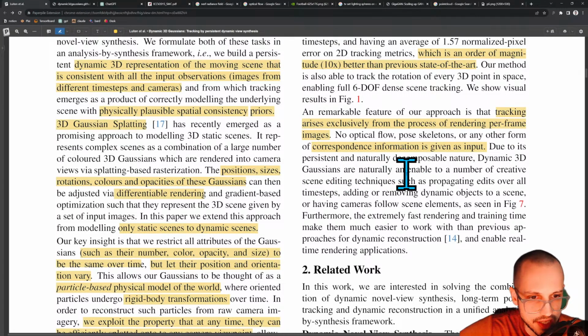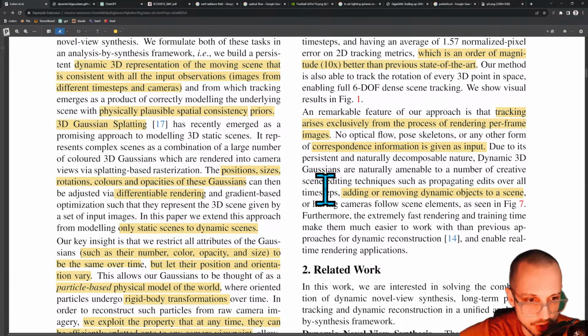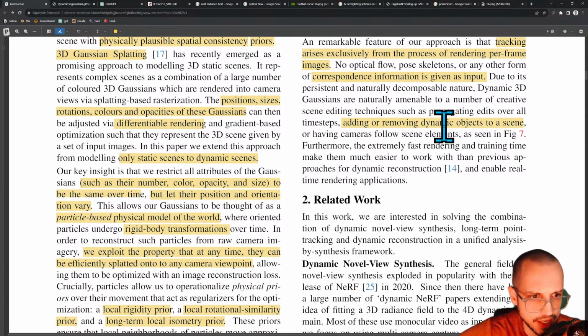Dynamic 3D Gaussians are naturally amenable to a number of creative scene editing techniques, such as propagating edits over all time steps, adding or removing dynamic objects to a scene, having cameras follow the scene elements. So kind of what we were referring to earlier, they're not doing any lighting or relighting. That would have been something cool to see. They probably will work on that in the future, or somebody will, and enable real-time rendering.